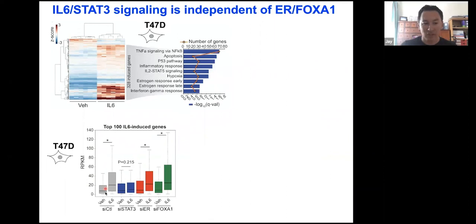So if we look at these genes, they're completely dependent on STAT3, no surprise. But if we inhibit either estrogen receptor or FoxA1, we see no change in these IL-6 stimulated genes, suggesting that even though these transcription factors go to the same region in the genome, the ER and the FoxA1 doesn't contribute to transcriptional activity. And this was really surprising because we know that most of those regions are only open and accessible to transcription factors because of FoxA1. And we're still working on this, but we've got a working theory at the moment.